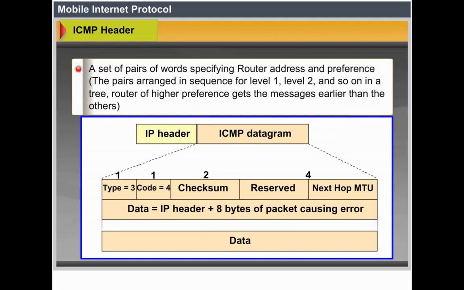A set of pairs of words, each specifying router address and preference. The pairs are arranged in sequence for level 1, level 2 and so on in a tree. Router of high preference gets the messages earlier than the others.